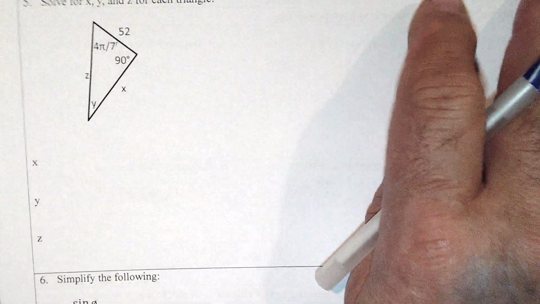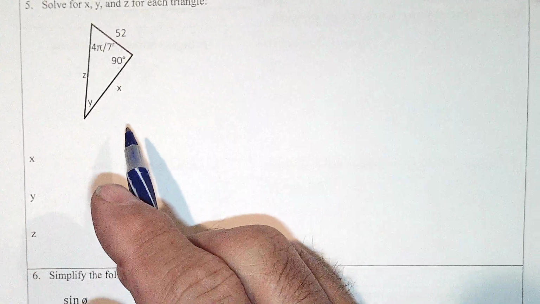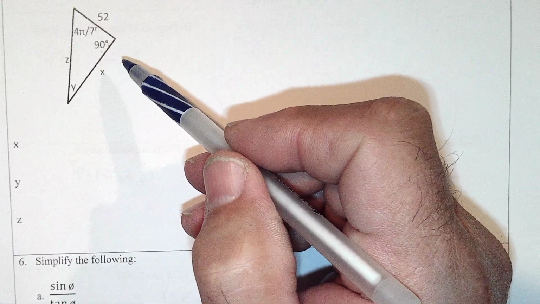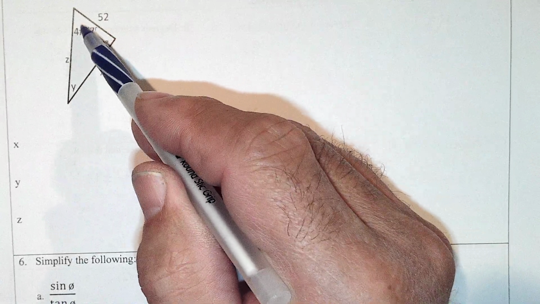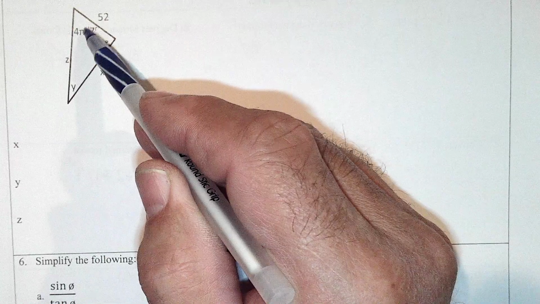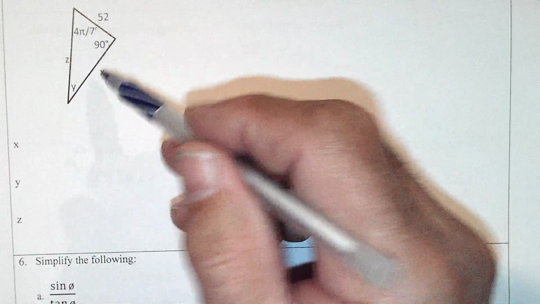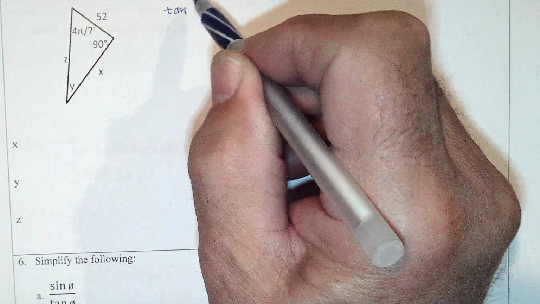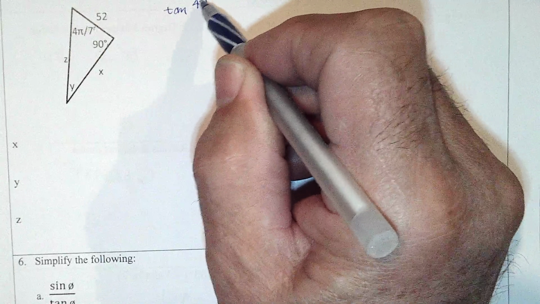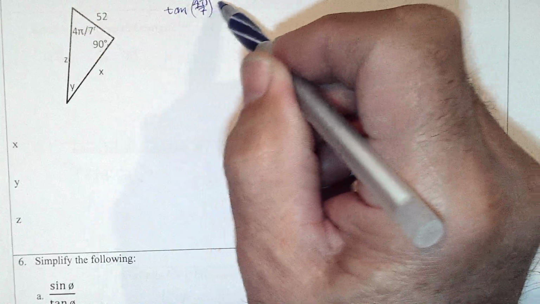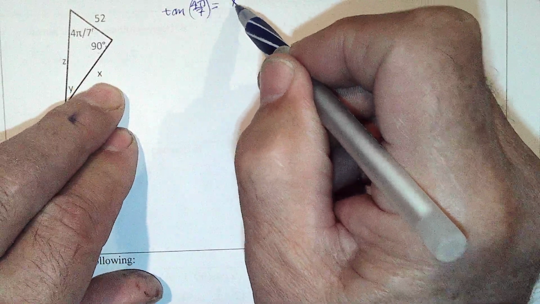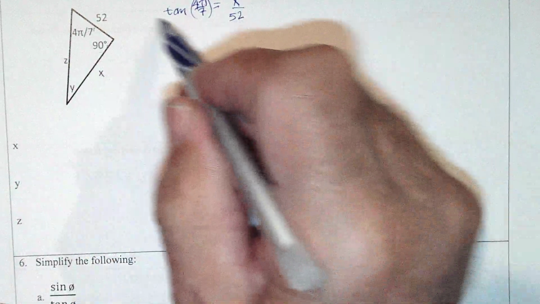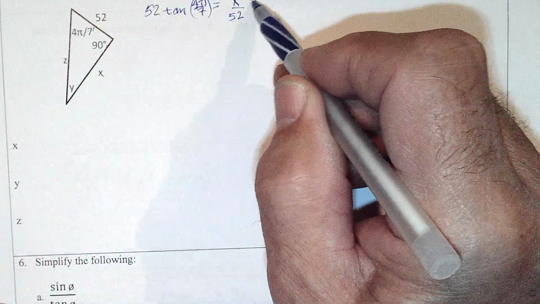Page 2. All right. So this is a right angle, so we can just use our regular trig functions. So if that's 90 and that's adjacent to the angle, the tangent of the angle is the opposite over the adjacent. So I can get this side by multiplying by 52 on both sides.